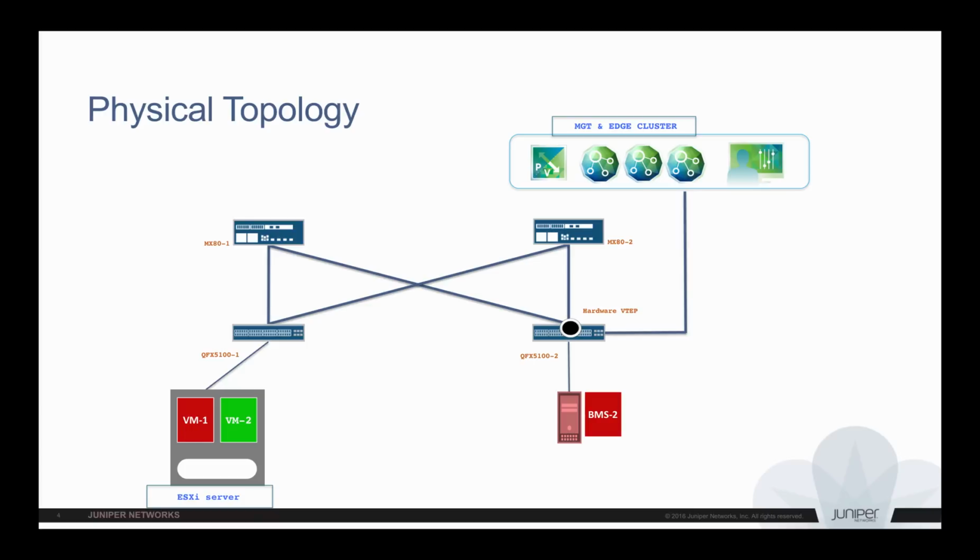Here is the physical topology for the demo. The underlay consists of an IP Clos network with the QFX5100s operating as leaf nodes. VM1 resides on an ESXi host that connects to the QFX5100-1, and a bare metal server connects to the QFX5100-2. QFX5100-2 is acting as a hardware VTAP to enable communication between the VM1 and the BMS2. Both the devices are part of the same VNI 5000. The QFX5100-2 also has a connection to the NSX controller.